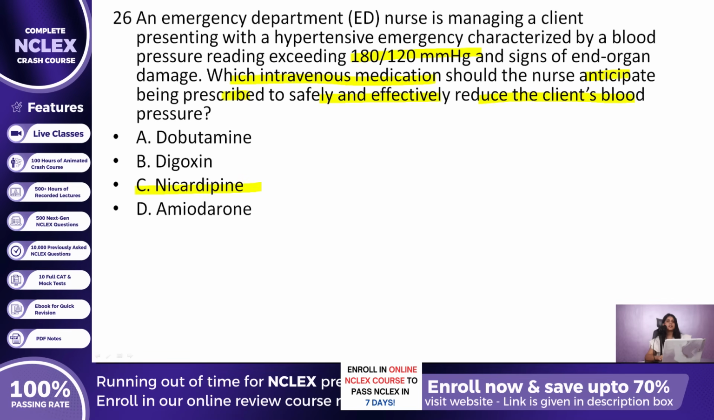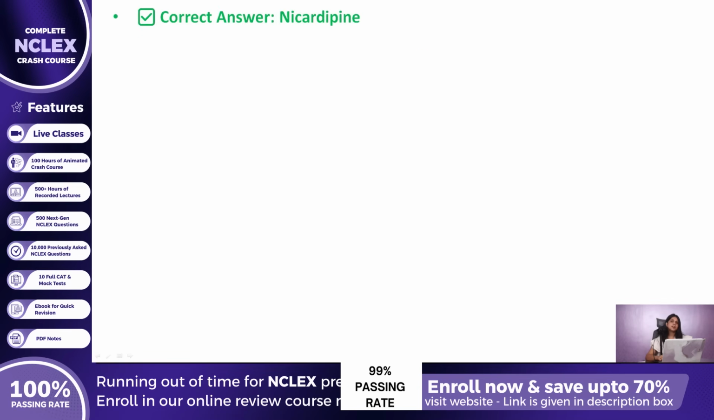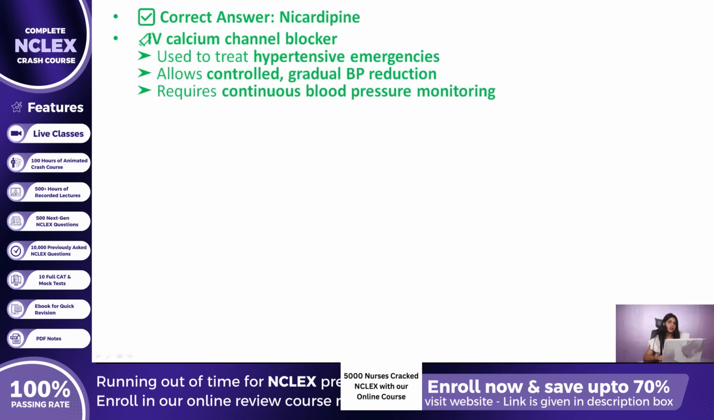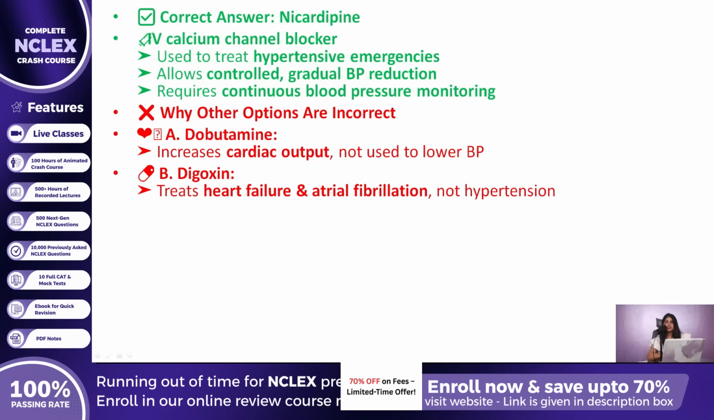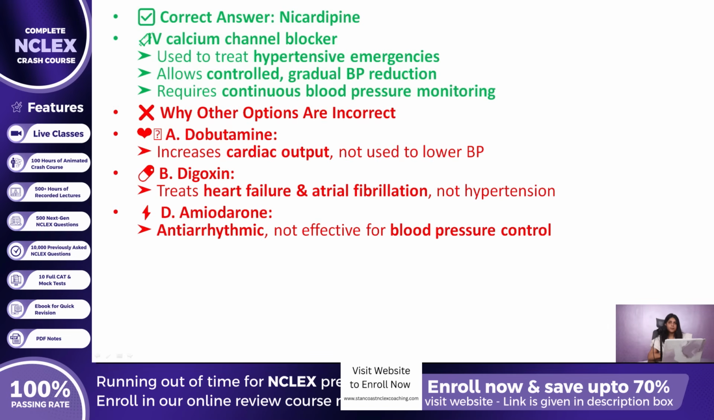The correct answer is option C. Nicardipine, an intravenous calcium channel blocker that safely lowers blood pressure in hypertensive emergencies. Options A. Dobutamine, B. Digoxin, and D. Amiodarone are not effective for reducing blood pressure. Nicardipine allows controlled reduction and requires continuous monitoring.